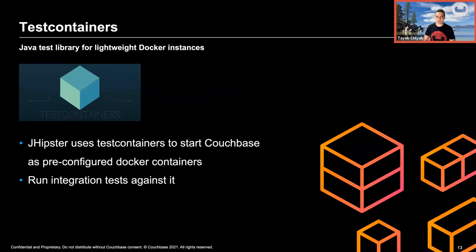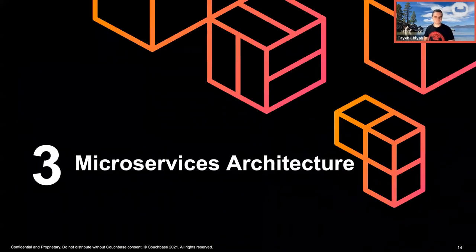In order to run integration tests, JHipster uses Testcontainers to run Couchbase. It is a Java library that supports JUnit tests, providing lightweight, throwaway instances of common databases or anything else that can run in a Docker container. That's it. All the rest is almost the same between databases.